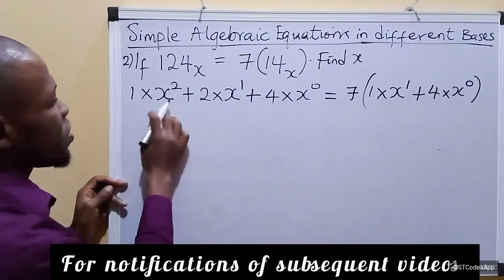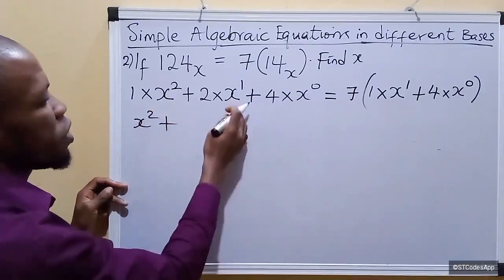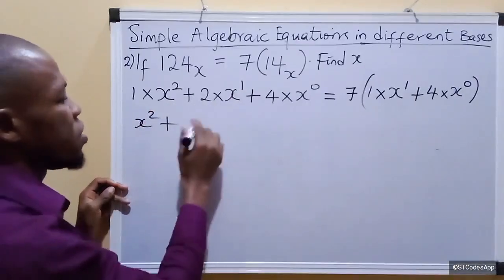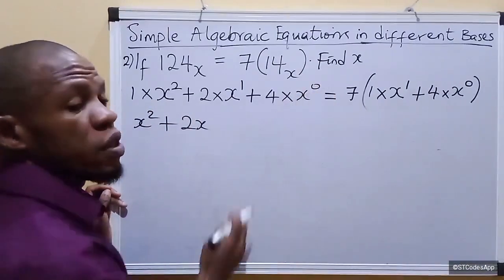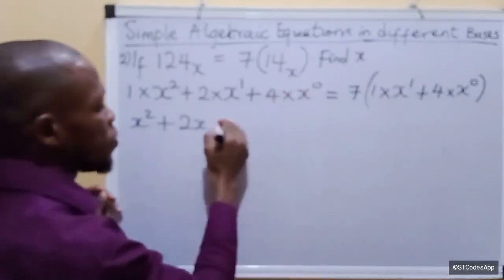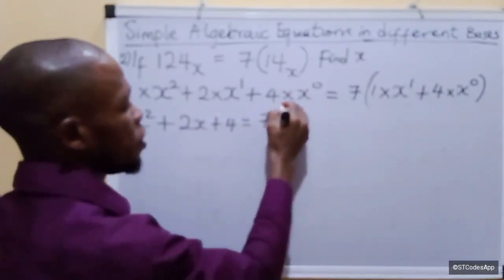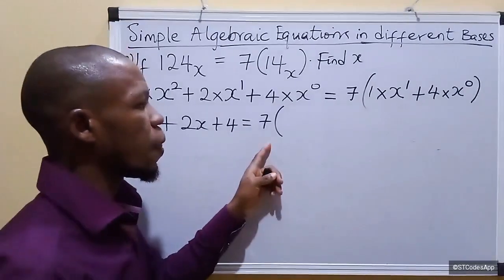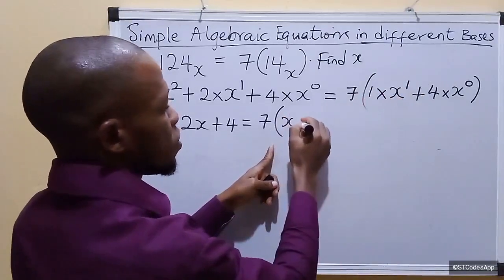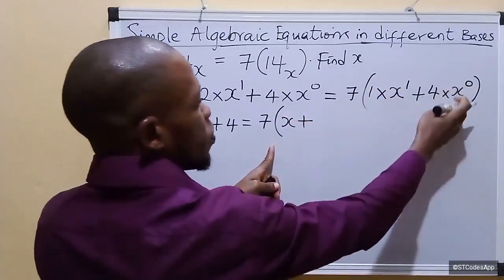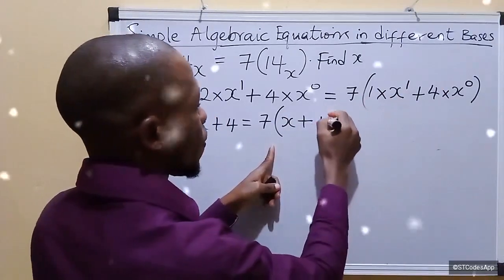Now on the left hand side, 1 times x squared gives us x squared, plus x raised to power 1 is x, 2 times x is 2x. x raised to power 0 is 1, and 4 times 1 is 4. So we have plus 4 equal to 7 into x raised to power 1 is x, 1 times x is x, plus x to the power 0 is 1, 4 times 1 is 4.